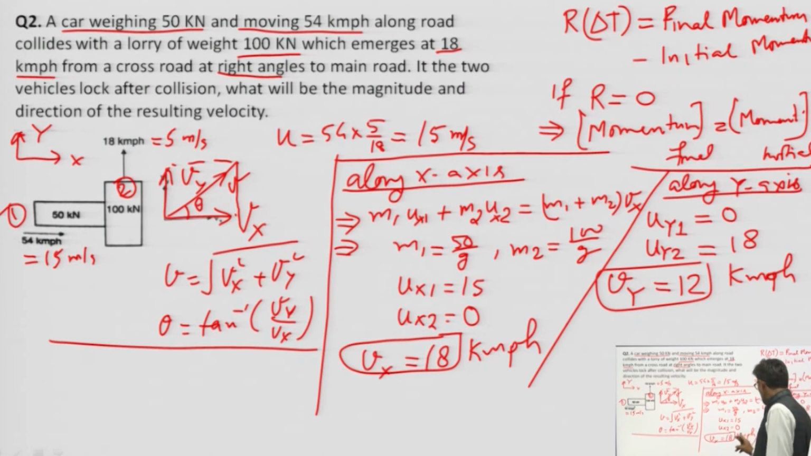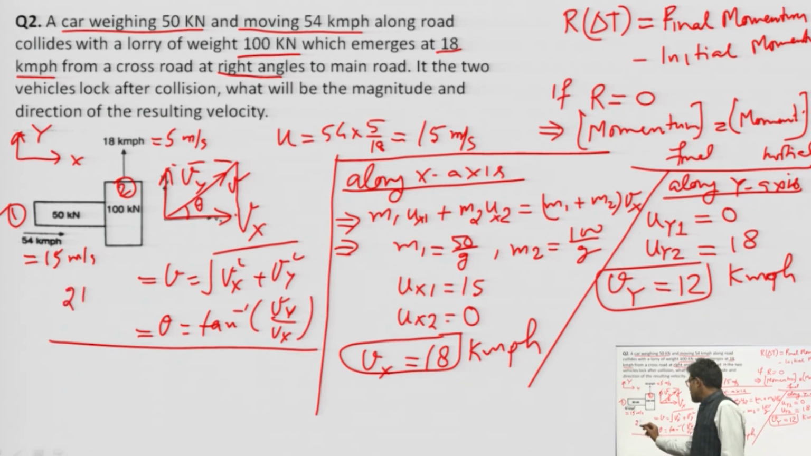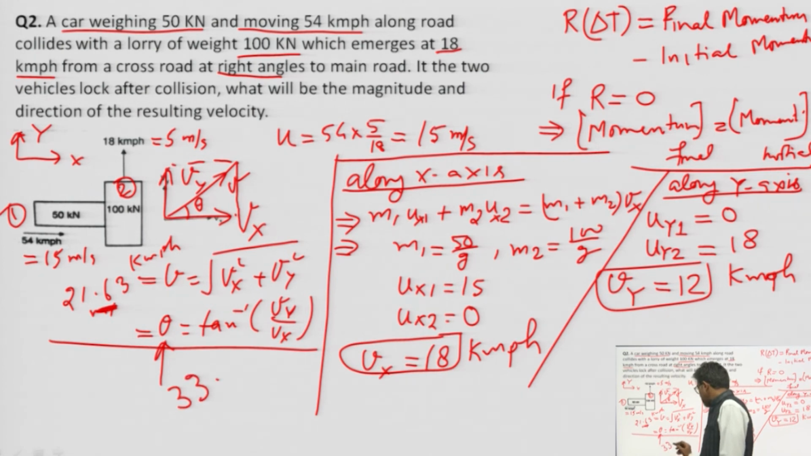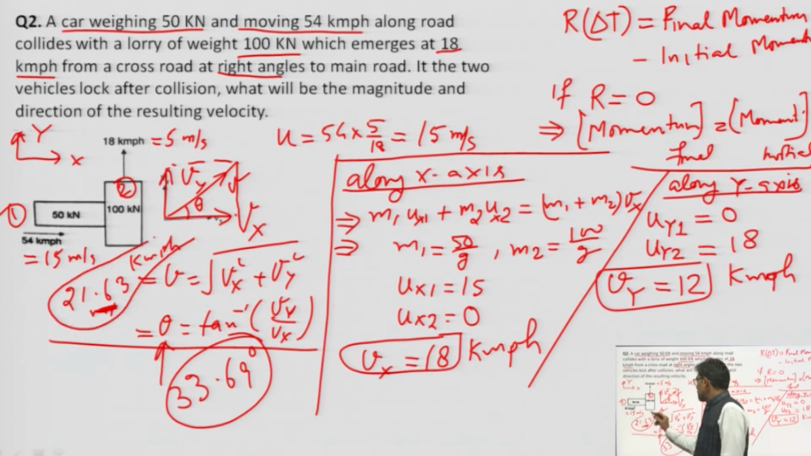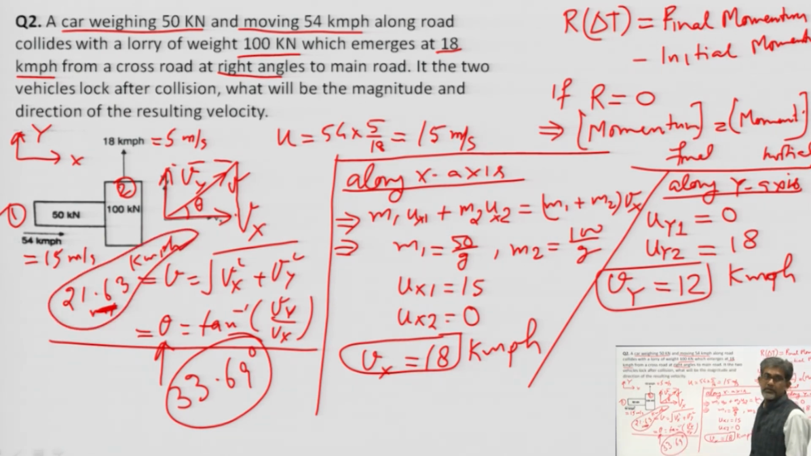So, if we know the value of Vx and Vy, then put the values from here to find the resultant. After putting the values, we are getting 21.63 kilometer per hour. So, this is the velocity v, and the value of theta we are getting as 33.69 degree. So, this is the result.